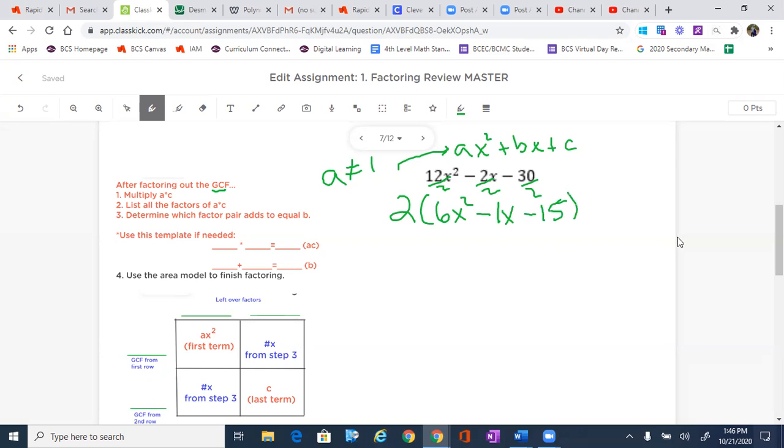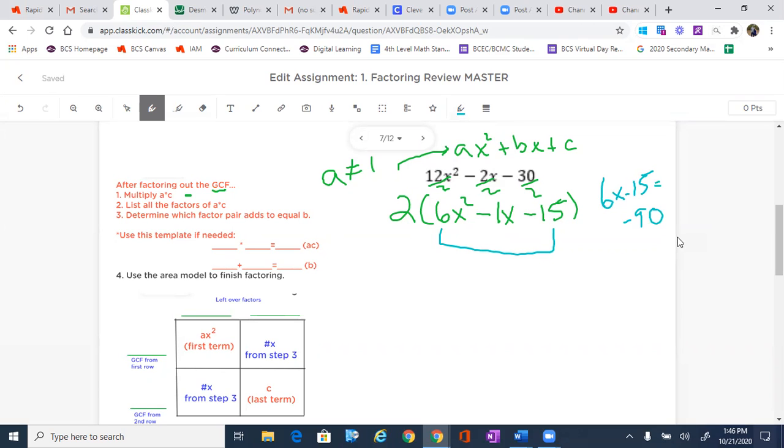Now, the second thing we're going to do is it says multiply a times c. That's not going back to the original equation. That's going back to the piece that we have right now, which is 6 times negative 15. Okay, so it's 6 times negative 15. We can use Desmos for that, but I know that it is negative 90. Okay, so we've multiplied them.